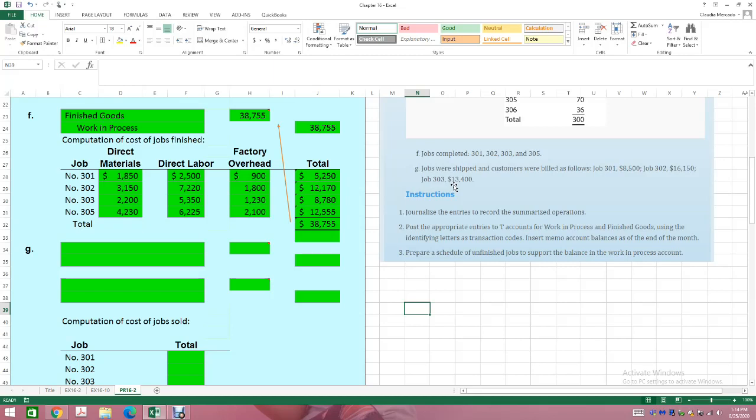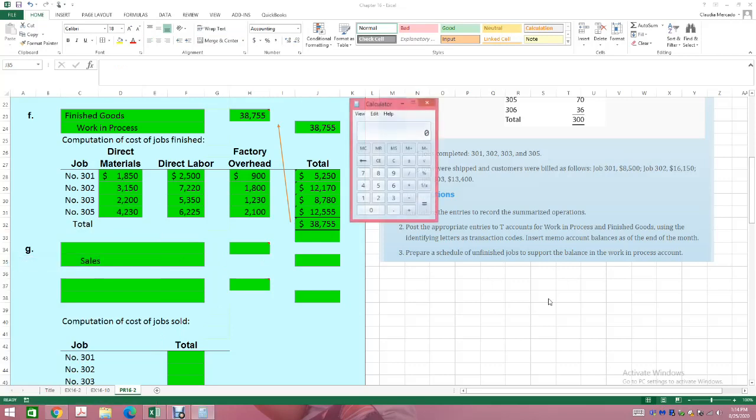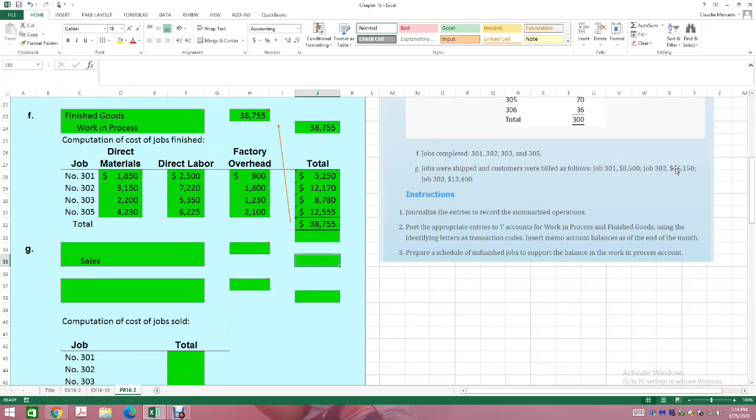Okay. So the first thing that we need to do is we need to record our sale. Okay. We have sold these goods. Okay. So what did we do? We made a sale. Okay. The normal balance of a sale or revenue account is a credit. Okay. So how much do we have in sales? Okay. Let's get a calculator. That'll be $8,500 plus $16,150 plus $13,400. That'll be $38,050. I added those three jobs. Okay, so my sales are $38,050.